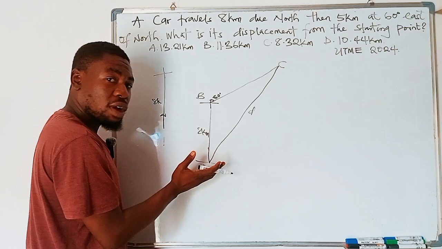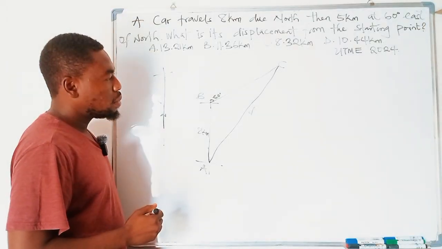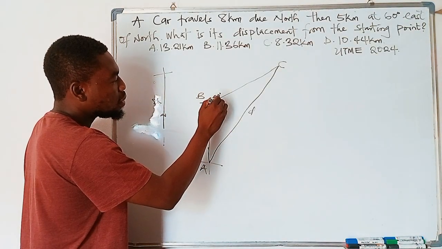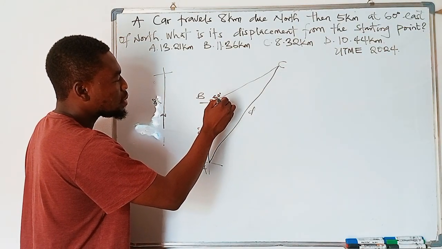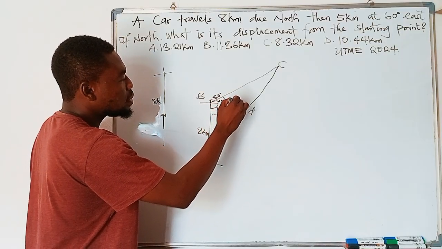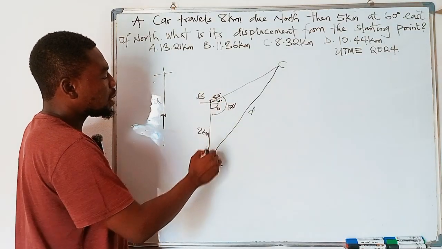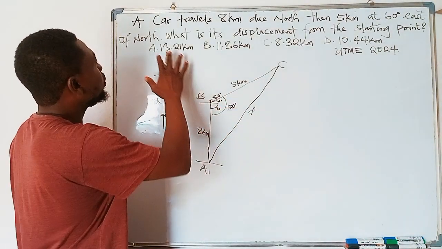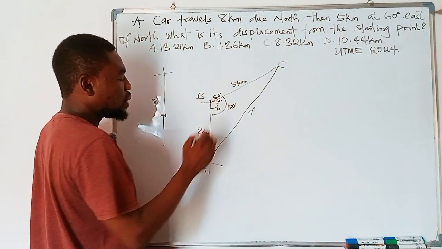The displacement is how far the car has moved from the starting point to where the car stopped, right? So if you look at this, we have 60 degrees here. What do we have here as our angle? If this place is 60 degrees, this will be 90 minus 60, we have 30 here, and this is 90. It means that this entire angle will be 120 degrees, which is 90 plus 30. This side is 8 kilometers, this other side is 5 kilometers, 5 kilometers at 60 degrees east of north.